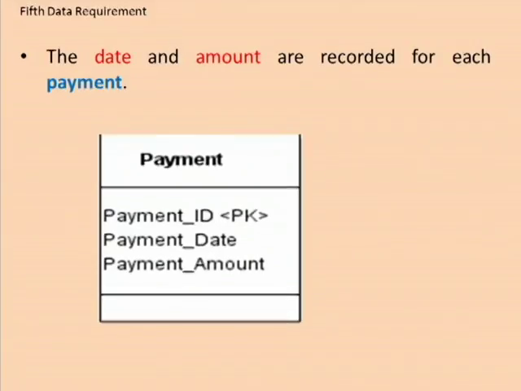The entity for this statement is payment, and the attributes are payment ID as primary key, payment date, and payment amount. And this is the ER diagram for payment.